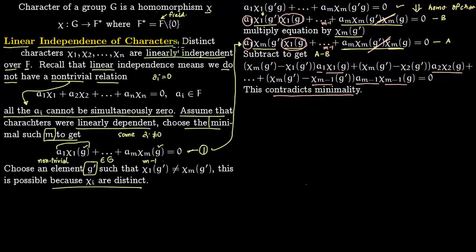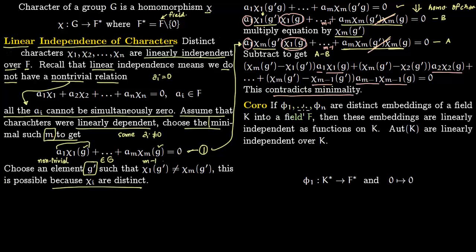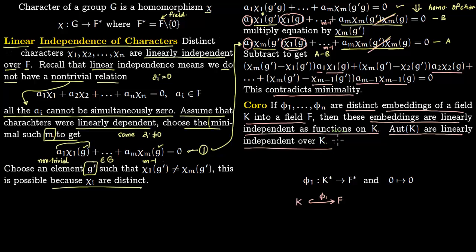Now an important corollary to this theorem is that, say you have phi 1, phi 2, up to phi n, distinct embeddings of a field K into field F. So embeddings are nothing but these injective maps. K is getting injectively embedded into F. So these are distinct embeddings. Then these embeddings are linearly independent as functions on K. Obviously these embeddings are functions on K, so they are linearly independent. Or in other words, you can say automorphisms of K are linearly independent over K.